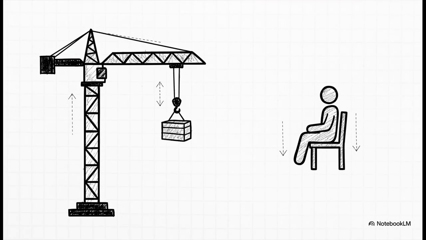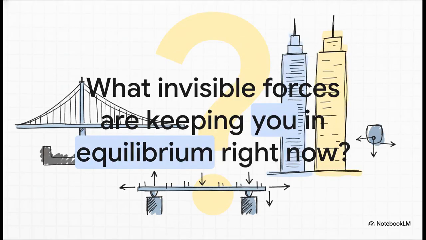So the next time you see a massive crane or you cross a bridge or, heck, even just sit down in a chair, take a second to remember that invisible balancing act. Everything is being held perfectly in place by forces canceling each other out in this silent, perfect equilibrium. Which leads me to a final thought for you. As you're sitting there, the force of gravity is pulling you down, and the force of your chair is pushing you right back up. They're in perfect balance. So what other invisible forces are keeping you in equilibrium right this second?